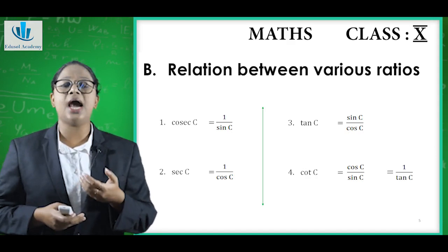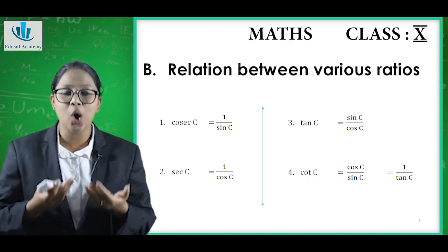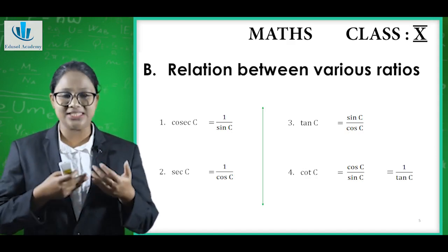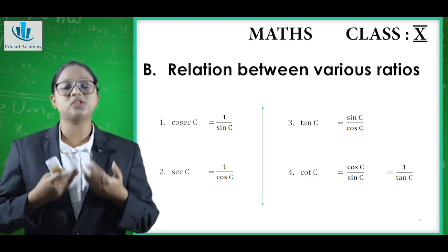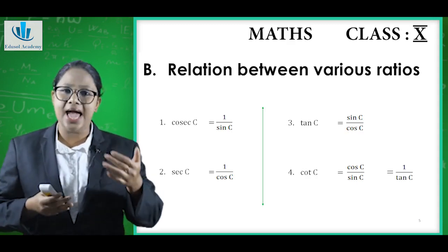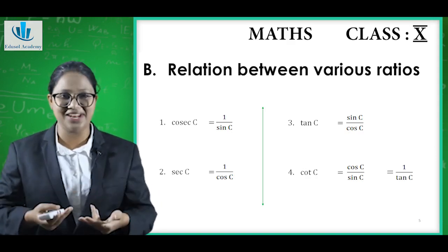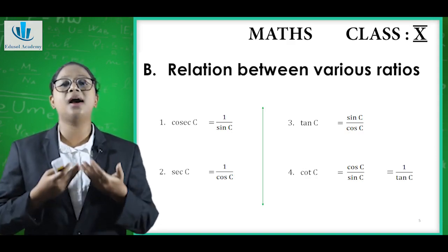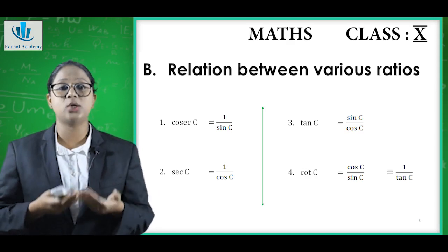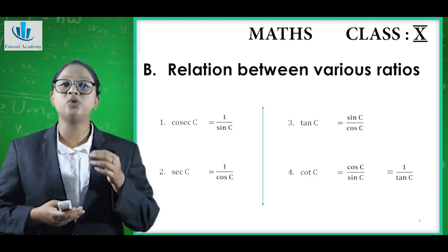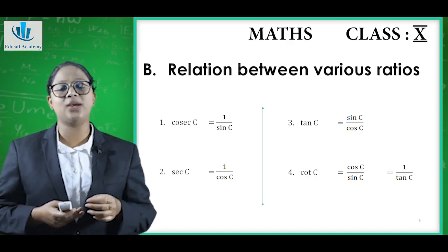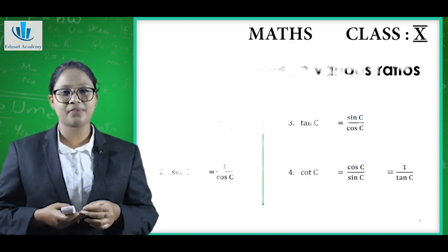Now cot on the other hand can be written as cos by sine. Tan is equal to sine by cos. Cot is equal to cos by sine. Now you can see tan and cot are having a reciprocal relationship. So cot can be again represented as 1 by tan. So cot is equal to 1 by tan, and tan is equal to 1 by cot.